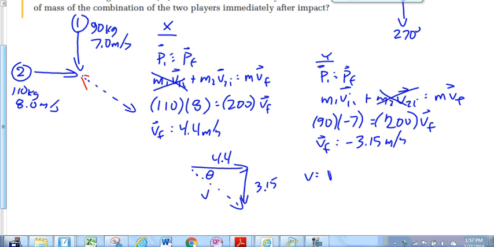So we're going to say v is equal to the square root of 4.4 squared plus 3.15 squared, and theta is equal to the inverse tan of opposite over adjacent, 3.15 over 4.4.